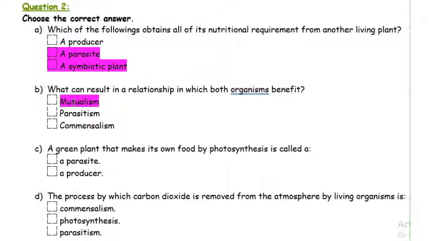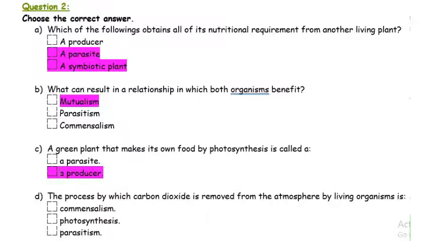C. A green plant that makes its own food by photosynthesis is called a parasite or a producer. What about green plants? Producers. Excellent. So, green plants are producers. They collect their needs from nature and they produce. They go through a food making process that we call photosynthesis. They put carbon dioxide with water in the presence of sunlight energy to produce their own food. D. The process by which carbon dioxide is taken from the atmosphere by living organisms is.